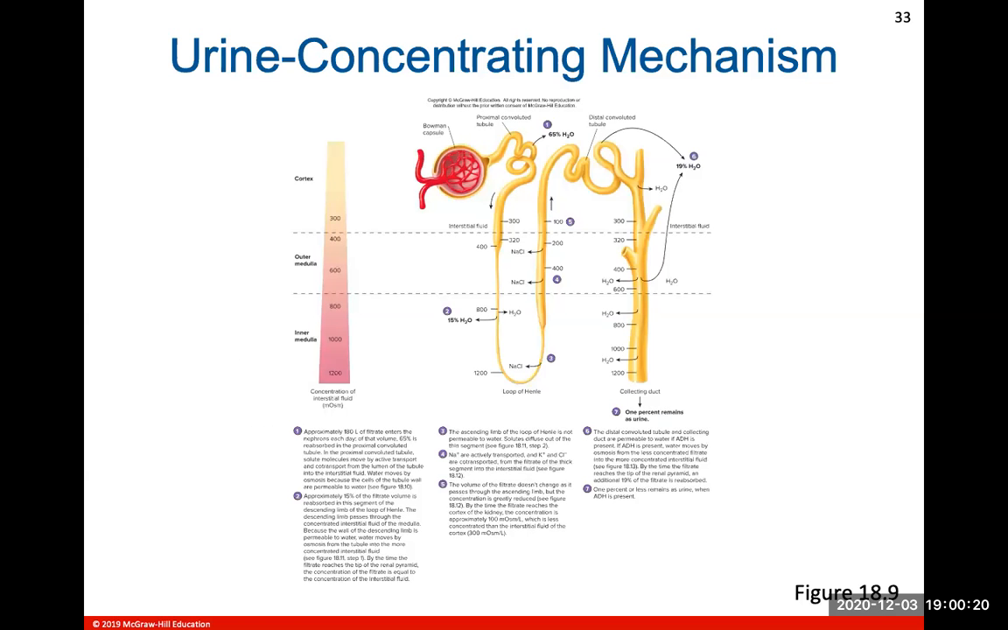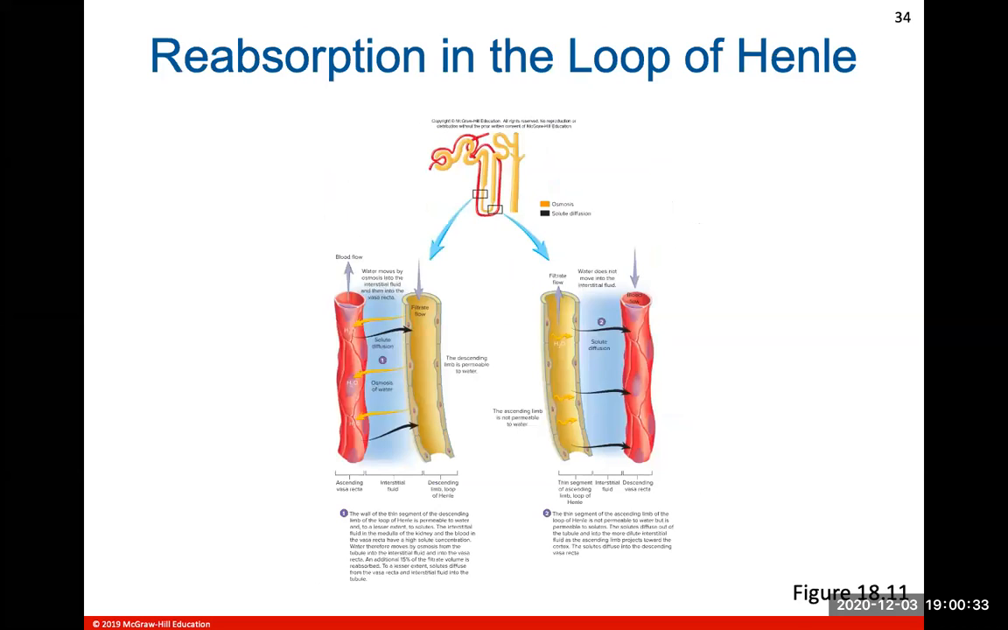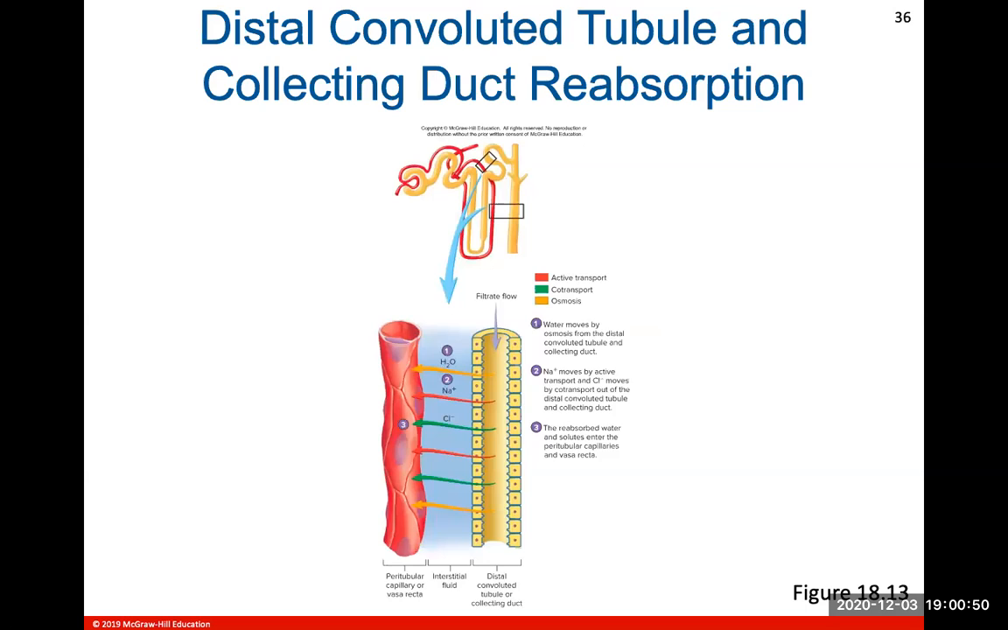So here is the urine concentrating mechanism that you can read through the steps of on your own, just to see where solutes pass in and out and where water passes in and out to try to concentrate the urine even more. Reabsorption often happens in the loop of Henle to concentrate the urine more. This just shows solutes being diffused back either into the blood by osmosis or back into the filtrate to concentrate it. And the distal convoluted tubule shows the collecting duct reabsorption as well.